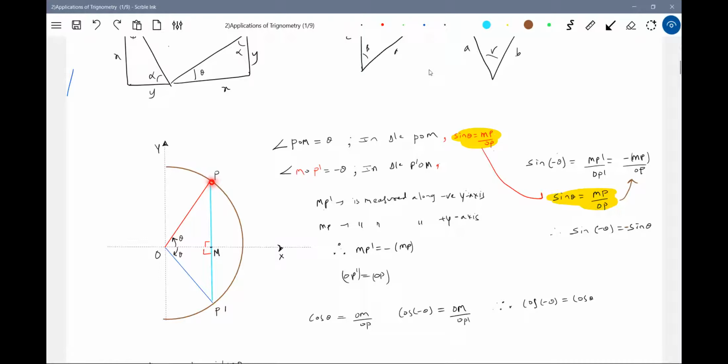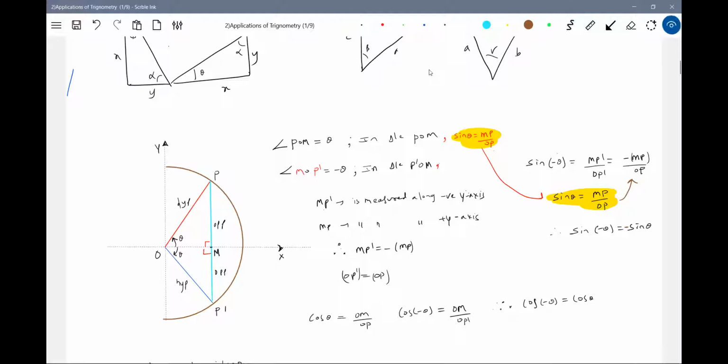In the triangle POM, the angle POM will become plus theta. In the triangle P dash OM, the angle MOP dash will become minus theta. Let me define sine theta: it is opposite by hypotenuse. For the upper triangle this is opposite and this is hypotenuse. For the lower part of the triangle, this will be opposite and this will be hypotenuse.